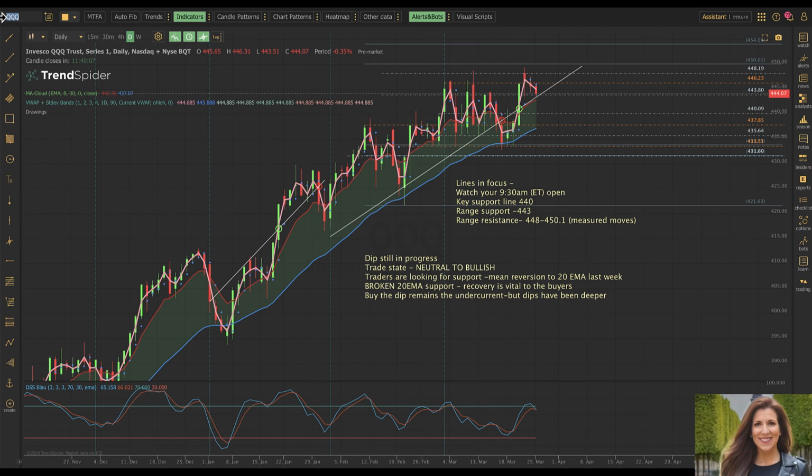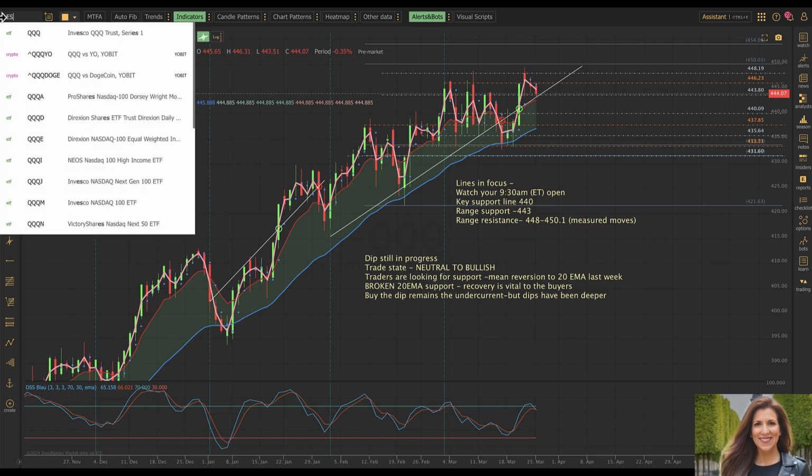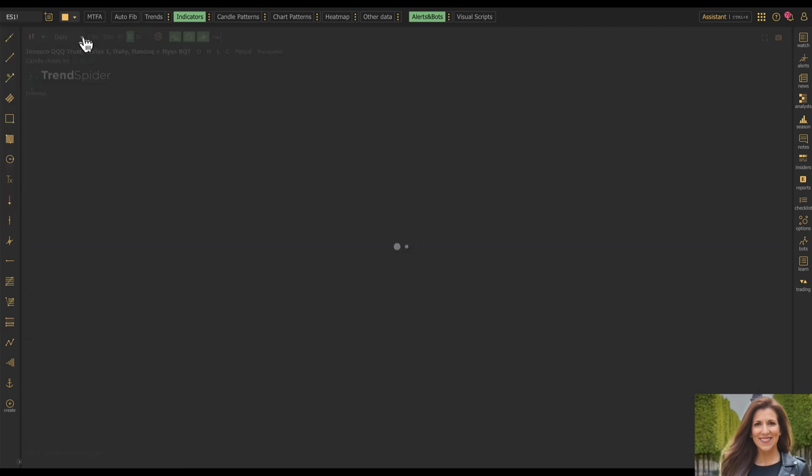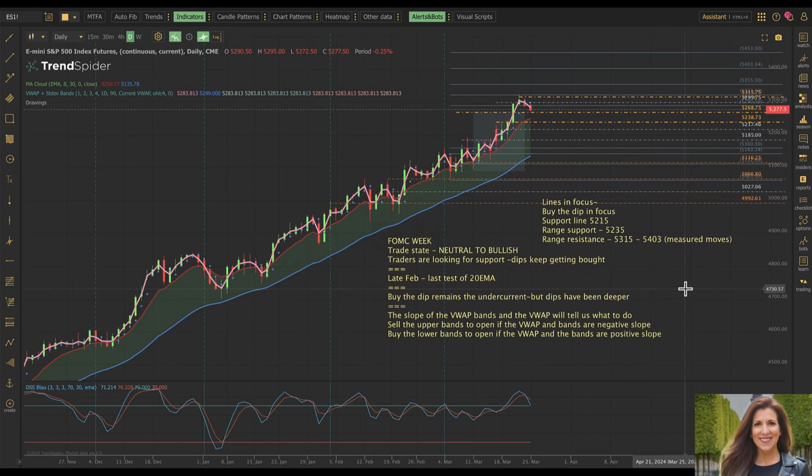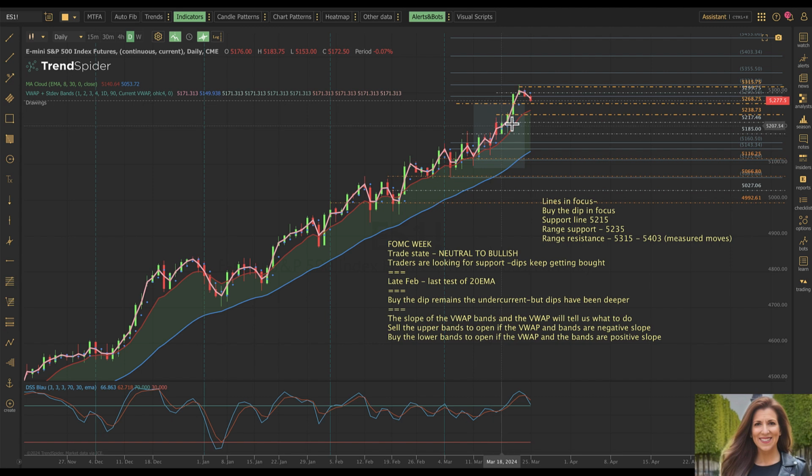Let's take a look at the ES. Take a look at the daily. Here are our lines in focus, right? The key support line is going to be deeper. It's down here. We've got 3 days of motion here. And we've got some pretty good price action at 52.68. They started trying to buy almost right off of that level. It might have been 52.71, something like that. But they are trying to buy the dip here. Notice the slope of that VWAP over the last 3 days.